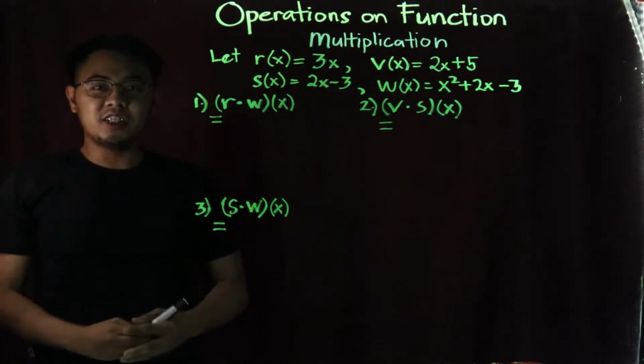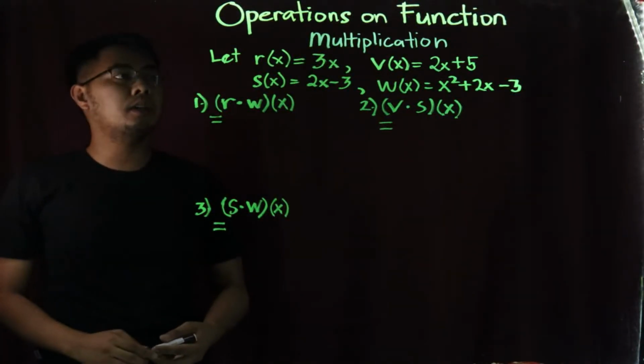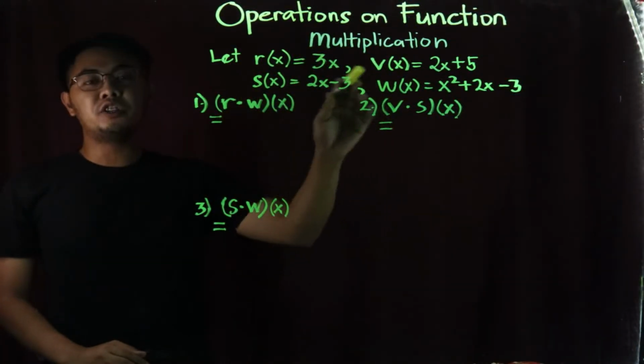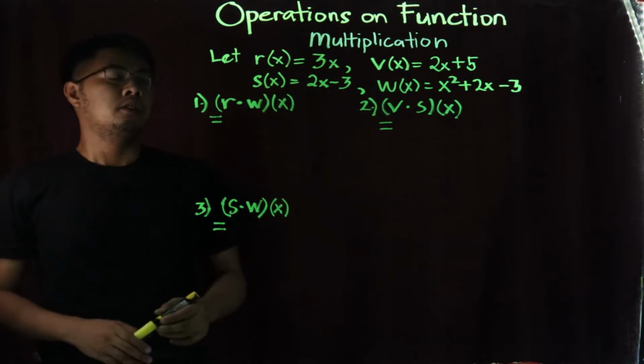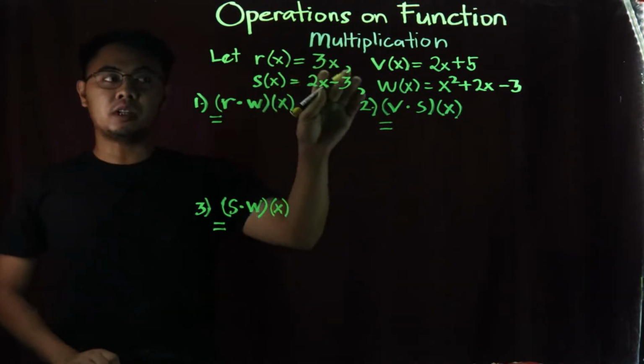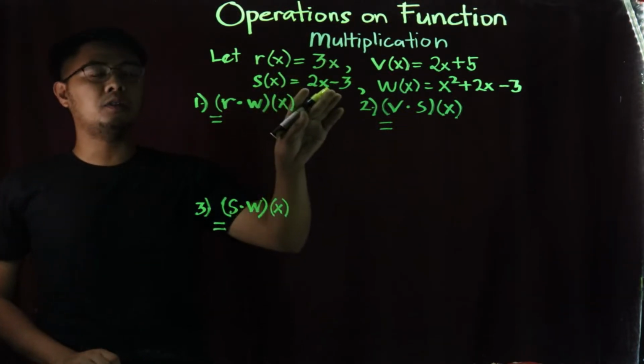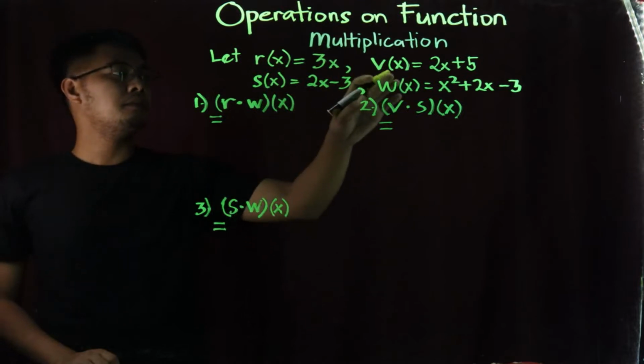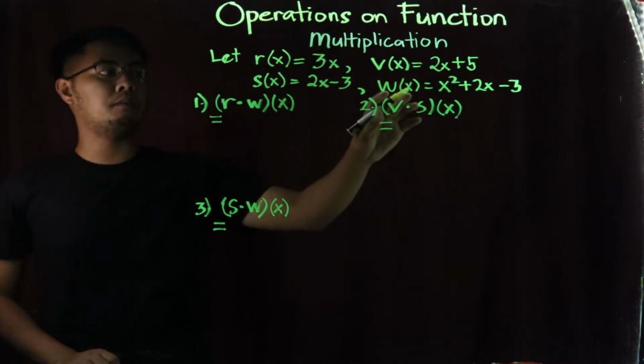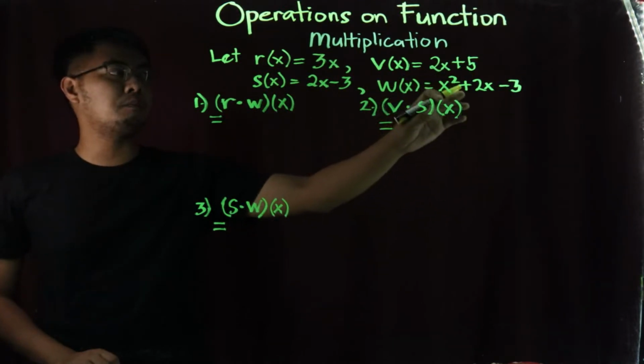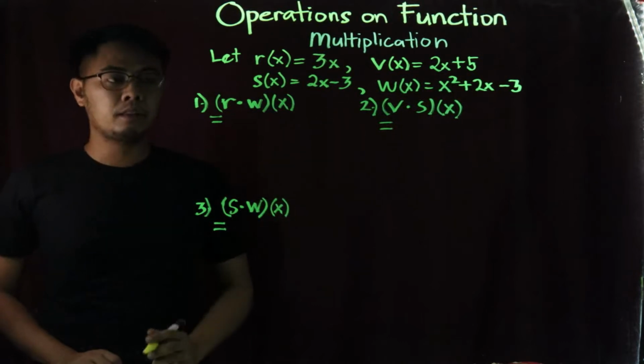Hi to everyone! In this video, we are going to discuss multiplication of functions. Let r of x is equal to 3x, s of x is equal to 2x minus 3, v of x is equal to 2x plus 5, and w of x is equal to x squared plus 2x minus 3.